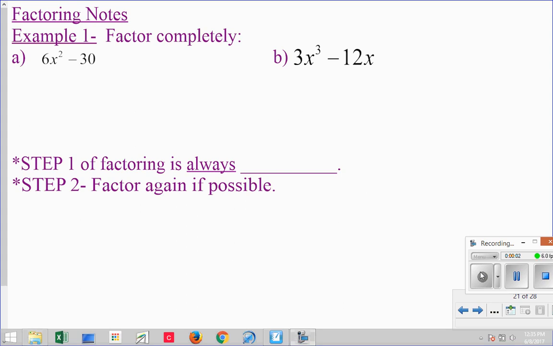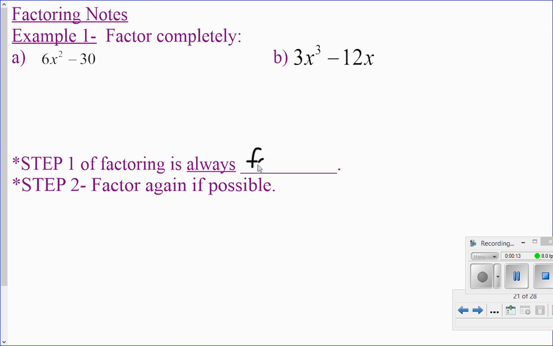Okay, so I'm going to review some factoring techniques that you learned in Algebra 1 with a few examples here. If you recall, the first step of factoring should always be to factor out the greatest common factor.